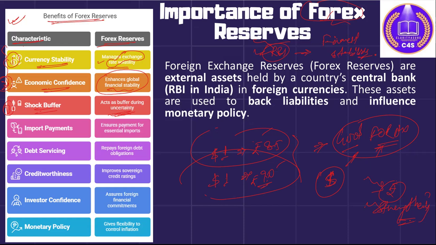Fourth one, import payments. We can also make the payment of imports through our reserves. The fifth one, debt servicing, means repaying the foreign debt obligations, the borrowings that we have taken from foreign countries or foreign institutions. Here we can also use this forex reserve. Sixth one, creditworthiness, that improves the sovereign credit rating of our country.